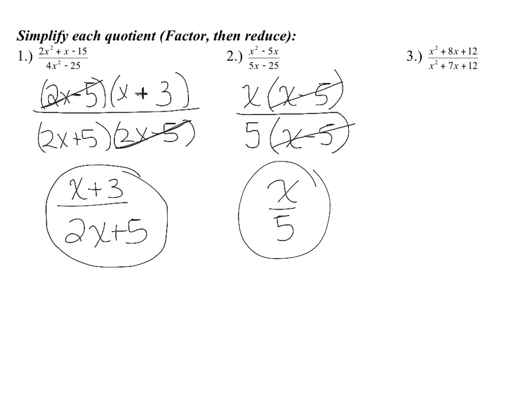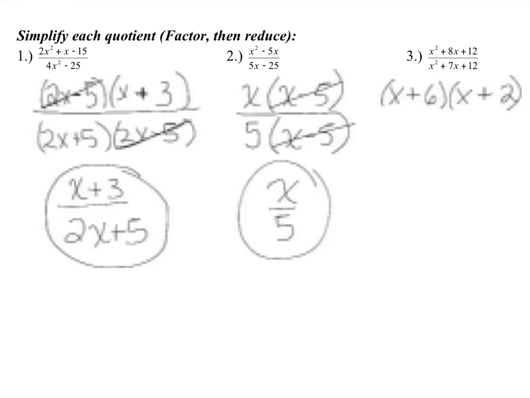Number 3, you might be tempted to cross out the x squareds and the 12s, but that's totally illegal because you can't cross things out between addition and subtraction. So we factor it. This should be a pretty easy one to factor. The top, I'm going to break up x squared. The only way to break up x squared is x and x. And then 12, I've got factors that could be 6 and 2, 4 and 3. I already know that it's going to be 6 and 2 because 6 plus 2 is 8. If you think about it, your inners are 6x, your outers are 2x, and 6x and 2x give you 8x.